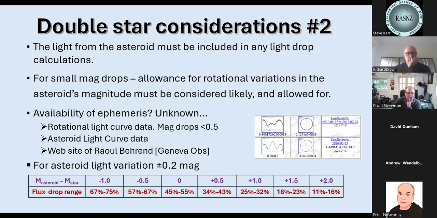I suppose the reality is we're doing totally uncalibrated photometry. Yeah, it's totally uncalibrated, probably any of the magnitudes. So all of that, there's stuff there. The rotation light curves can be quite different. Look, it varies in the orbit around the sky. There's no real available ephemeris. So small magnitude drops, avoid them for satellites.